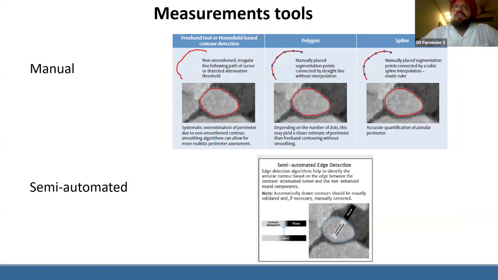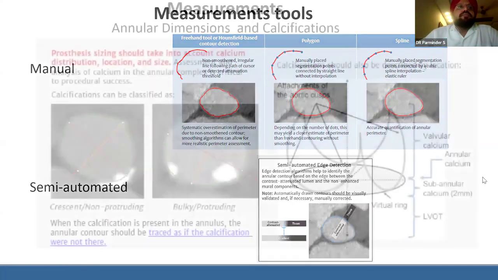In the manual measurements, it's very important to understand that most of the software have these three methods. And out of these, the spline method is the most correct method for assessing the perimeter. Otherwise, area can be assessed by any of these methods. But for the perimeter, the spline method is the most correct way. Because the perimeter will change once you have irregularities, once you have a non-smooth, irregular line, like in the first, the perimeter will change quite a bit, although area will not change much. So these are the various measurement tools.